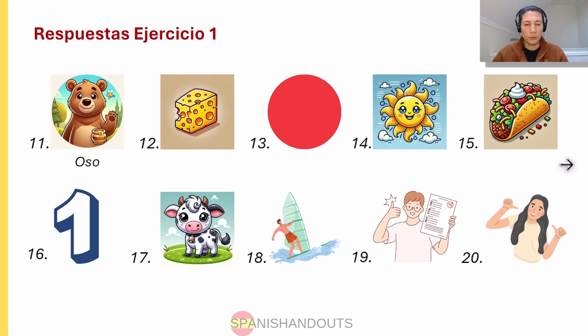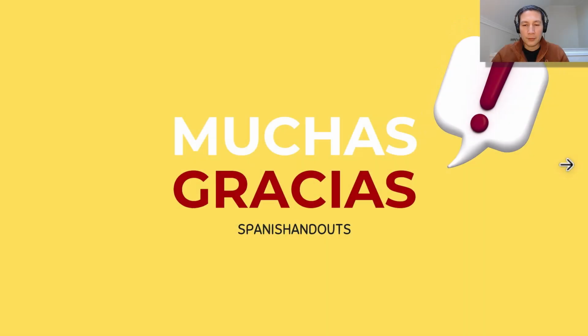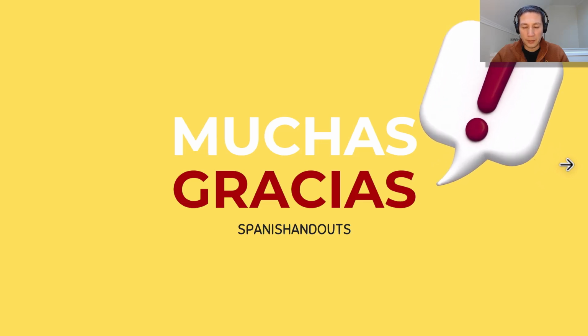11, oso. 12, queso. 13, rojo. 14, sol. 15, taco. 16, uno. 17, vaca. 18, windsurf. 19, examen. 20, yo. Congratulations! You have finished lesson number 3. Let's see you in our next and final lesson of this module.